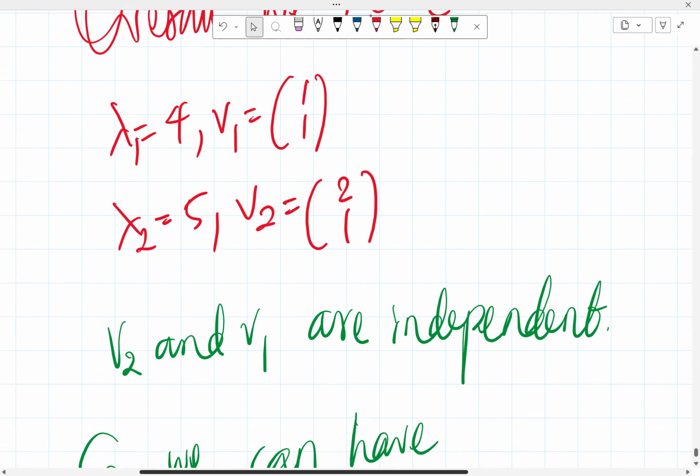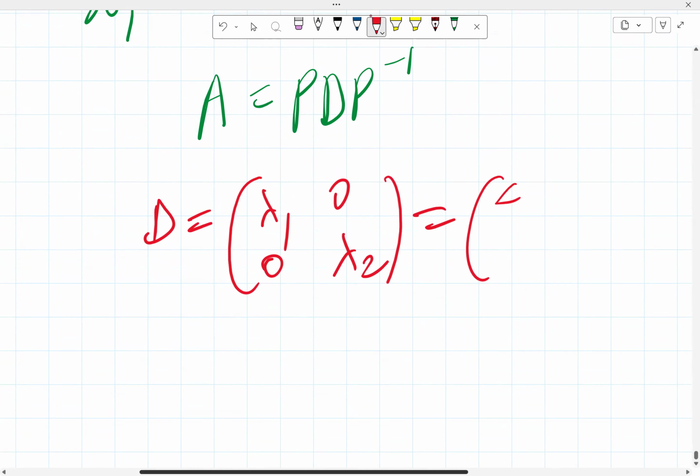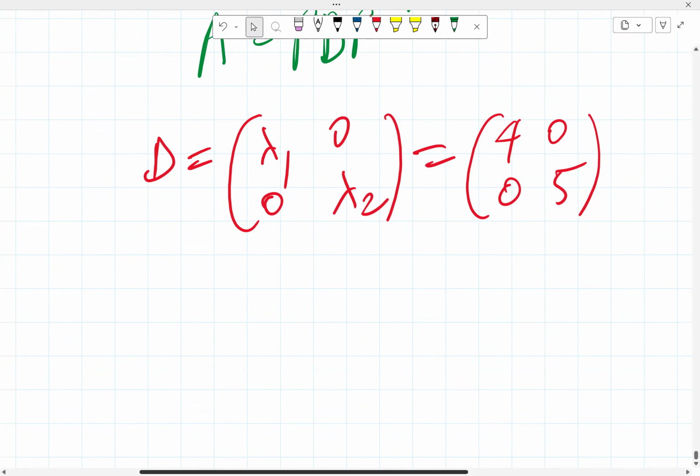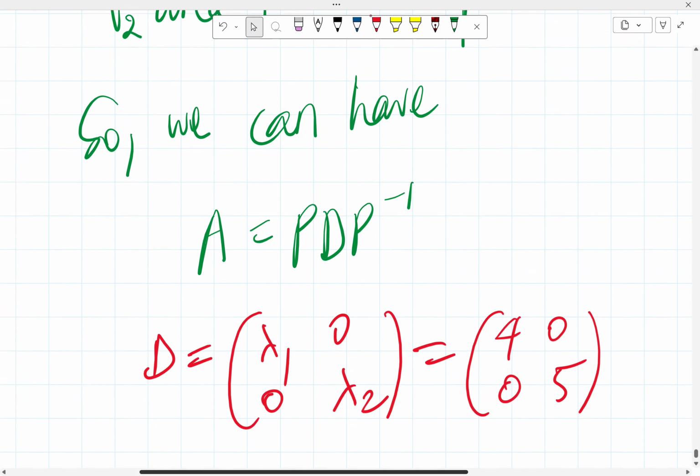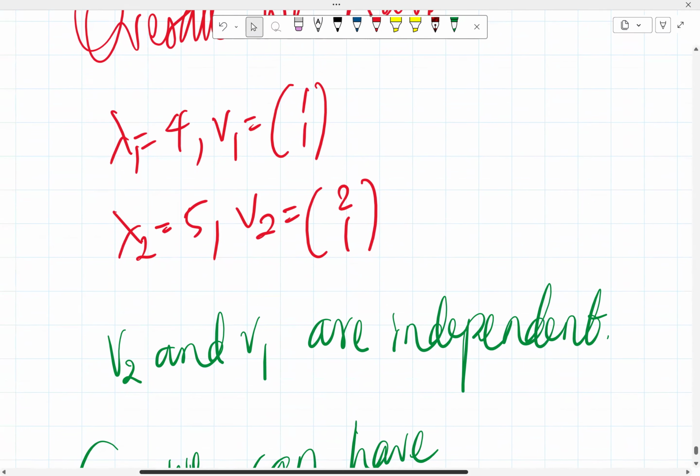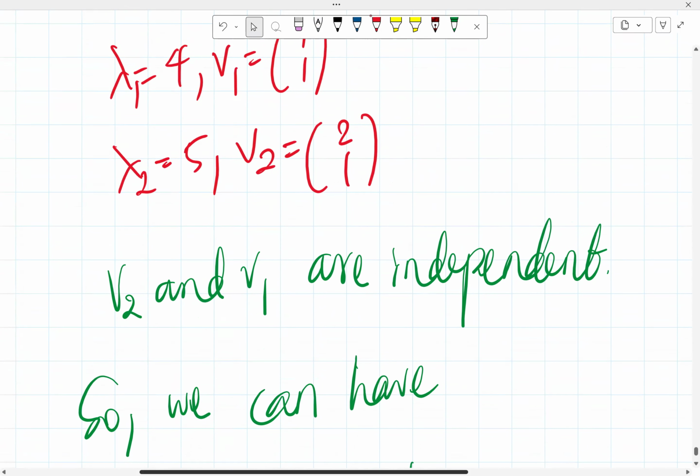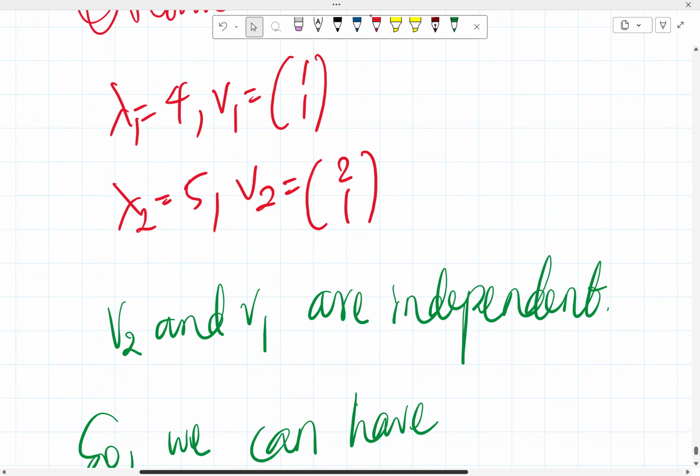So lambda 1 is 4 here. So we have 4, 0, 0, 5. Very important. But if your lambda 1 is 5 and lambda 2 is 4, make sure you follow the order like that. So you could also say 5, 0, 0, 5. Very important. But the other part is that for P, make sure if you use lambda 1 as 4, don't come and use your V1 as V2. Don't switch. Make sure lambda 1 corresponds to lambda 1.